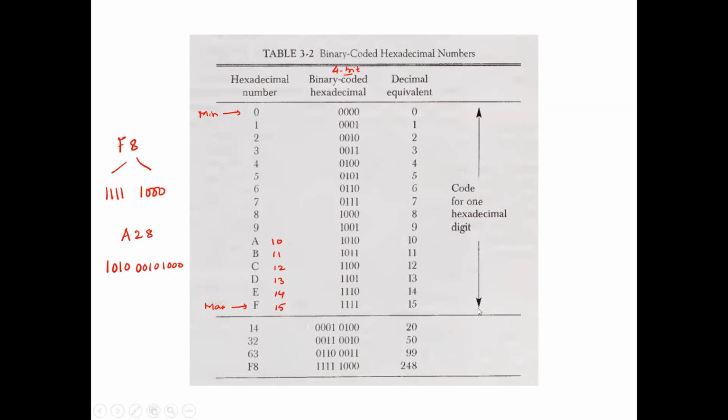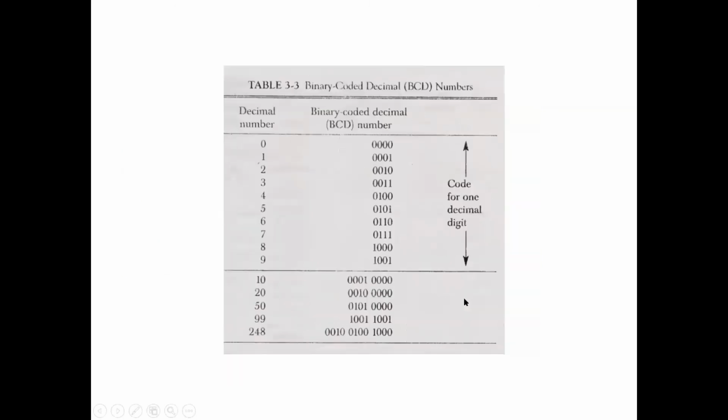So this is what we call binary coded hexadecimal. Then finally we have binary coded decimal. How many digits do we have in the decimal number system? Totally 10 digits, 0 being the minimum and 9 the maximum. First we take the largest digit, and how many bits do we require to represent 9? We require 4 bits, 1001. So the binary code for a decimal number is again done in 4 bits only.